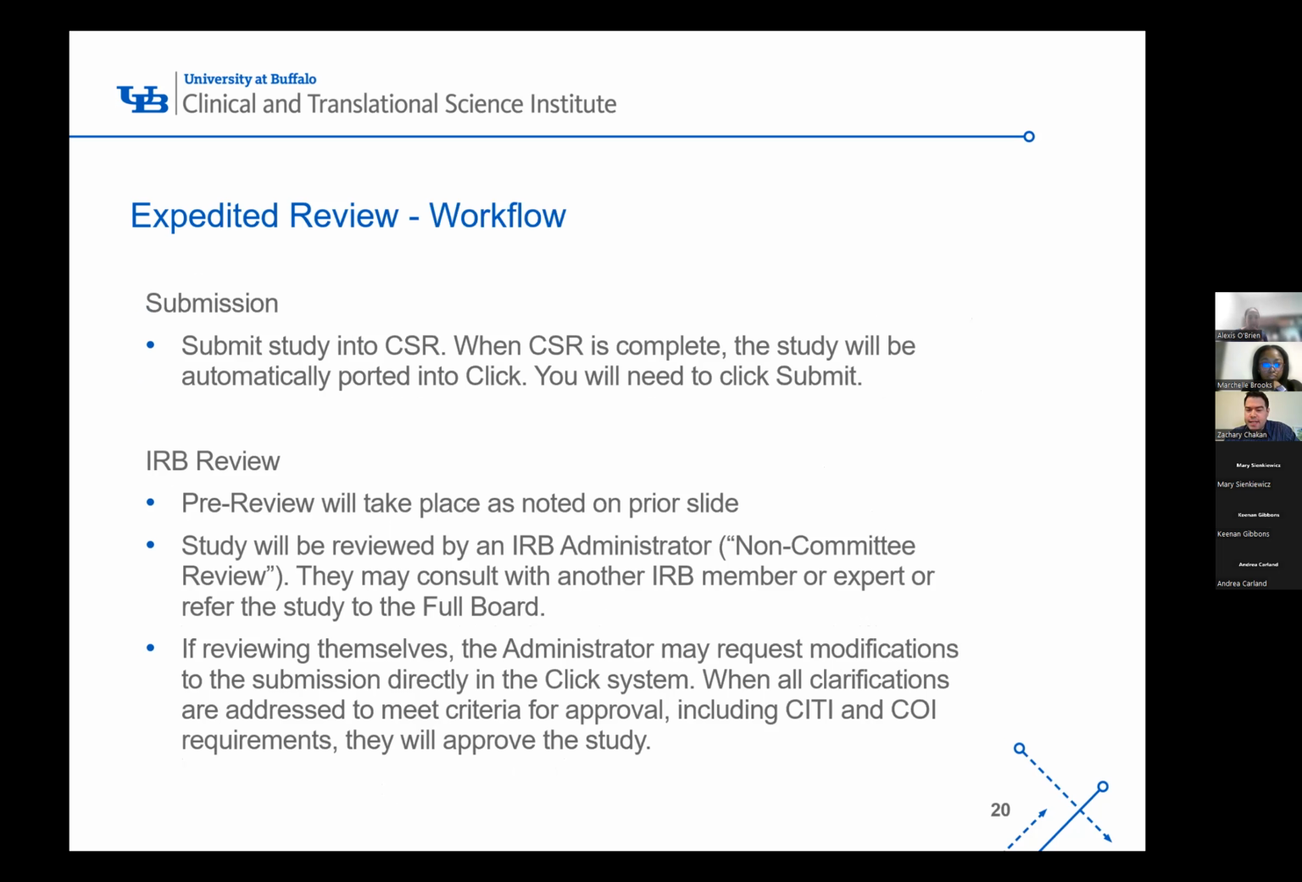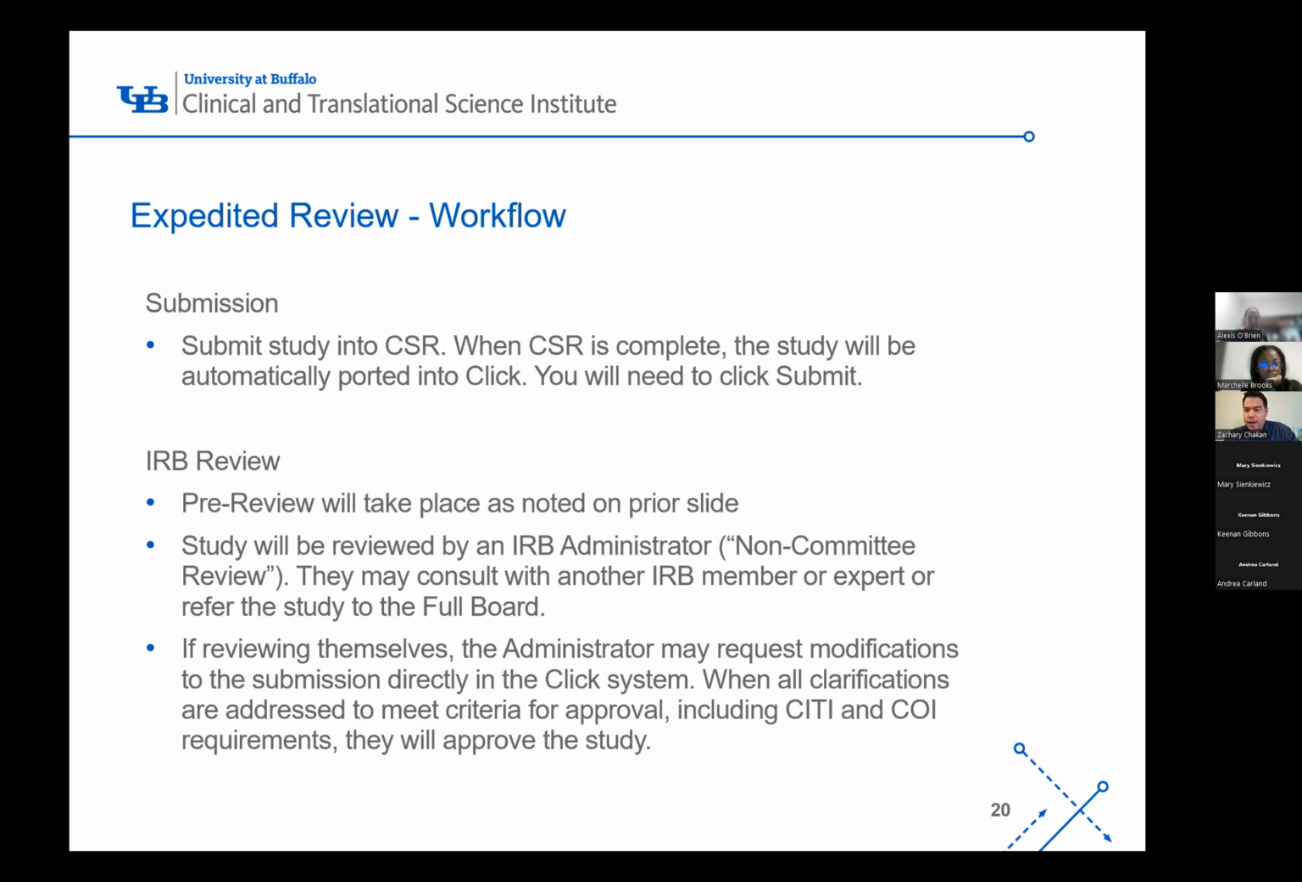The submission process and the review process is pretty much the same for expedited as it is for exempt. You will be asked to submit your study into central study registration for the most part, if it meets the criteria as we talked about before, and it will automatically go into click. Nothing will change with the pre-review process. It will go to an intake coordinator and then be sent to an administrator and go through the non-committee review pathway.